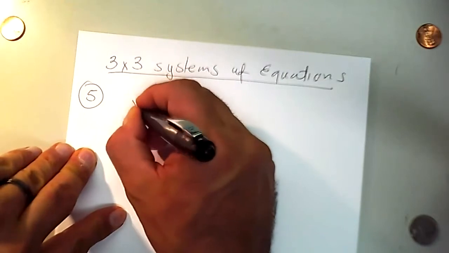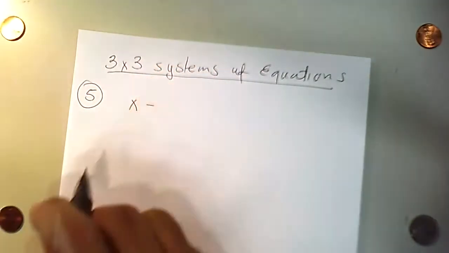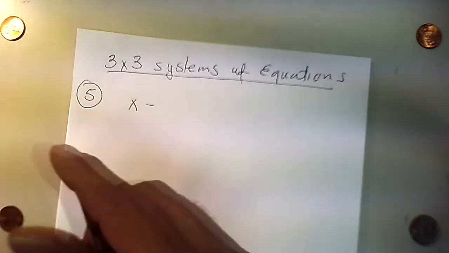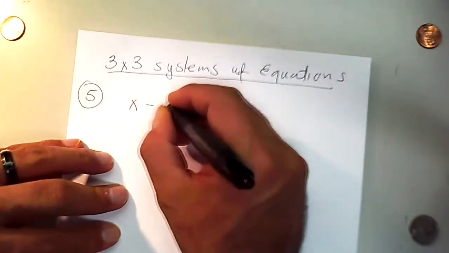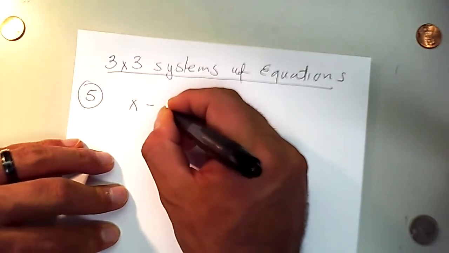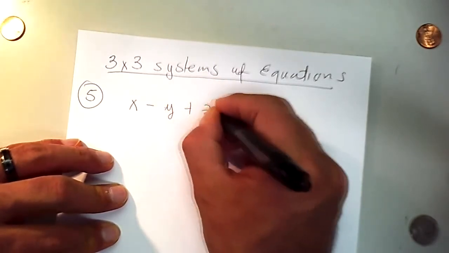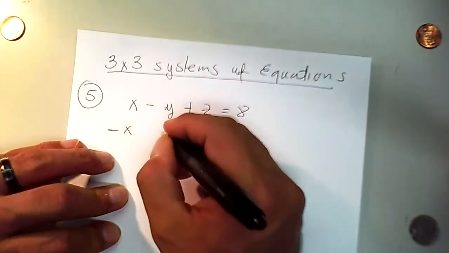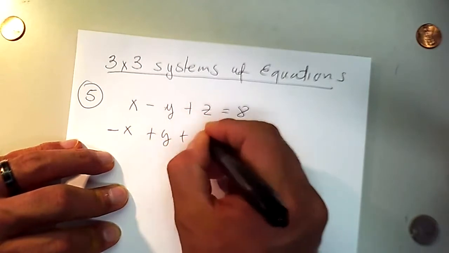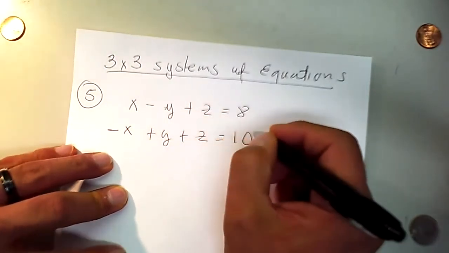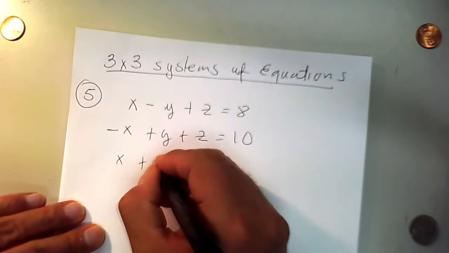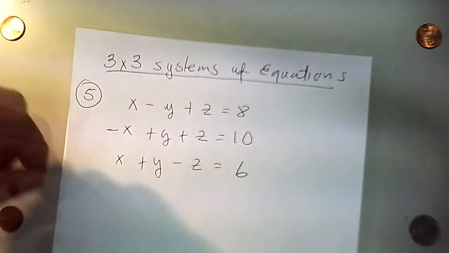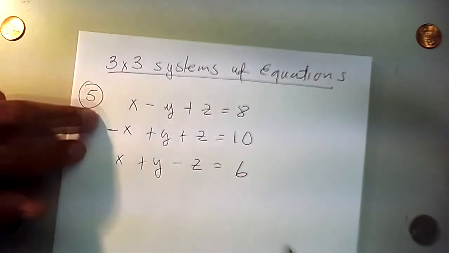I already had one ready, so I'm going to use that one. x minus y plus z equals 8. Negative x plus y plus z equals 10. x plus y minus z equals 6. And we want to solve this system of equations.